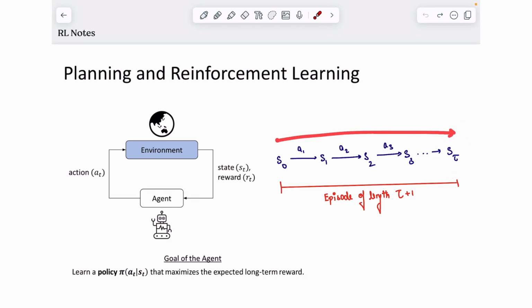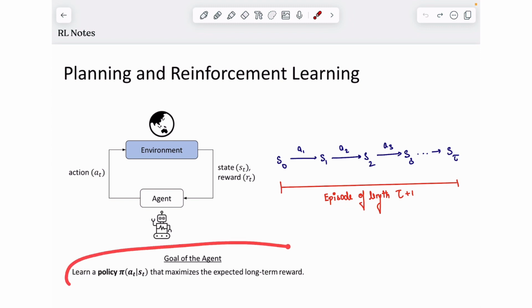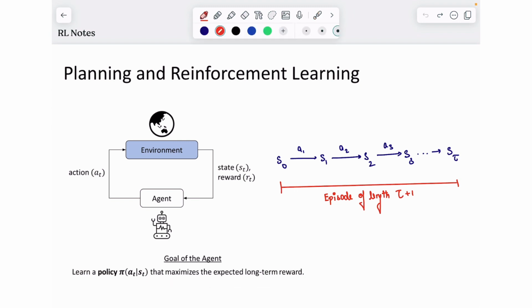This sequence of state, action, next state pairs is often known as an episode. In this case, the episode is of length tau plus 1. Sometimes it is also called tau. The goal of the agent is to learn a policy denoted by pi(a_t | s_t) that maximizes the expected long-term reward. So let's first see what that means.